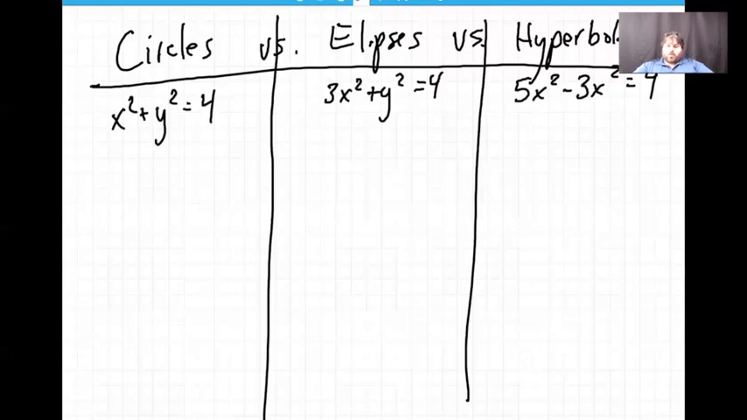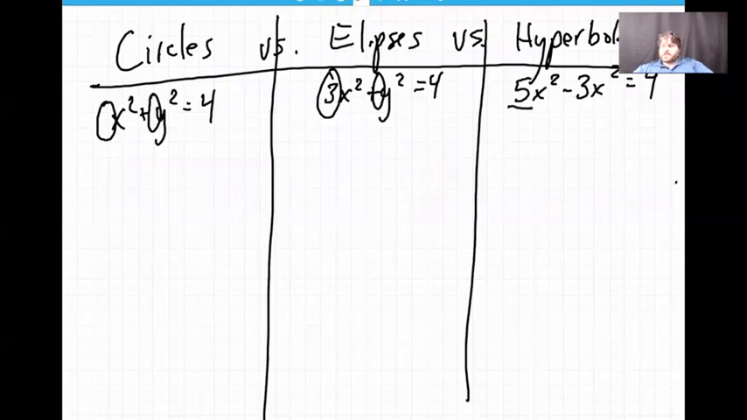So notice a circle, right? This number and this number are the same. They're both 1. Over here, these are different. There's a 1 and a 4, or 1 and a 3. So if the numbers in front of the x squared and y squared are different, you don't have a circle anymore. You have an ellipse.